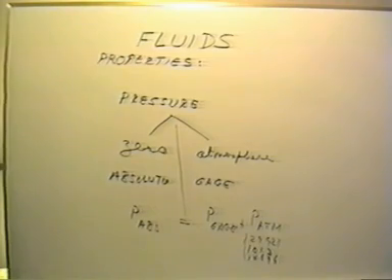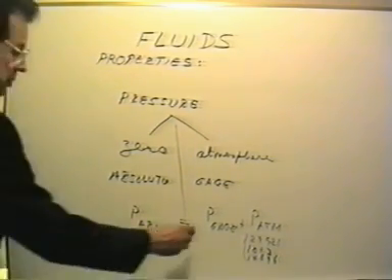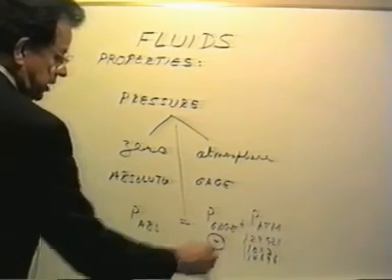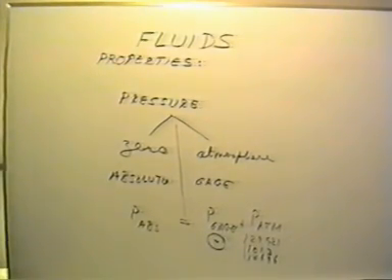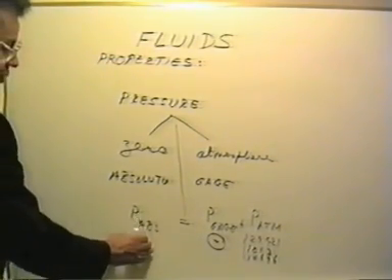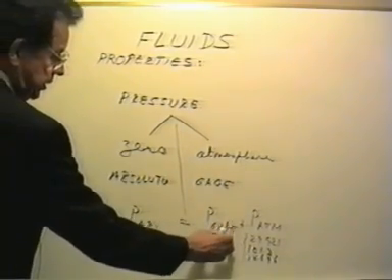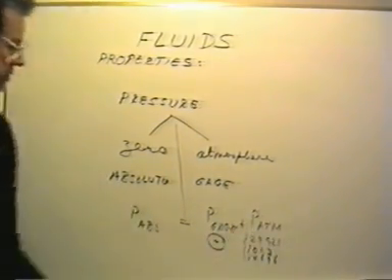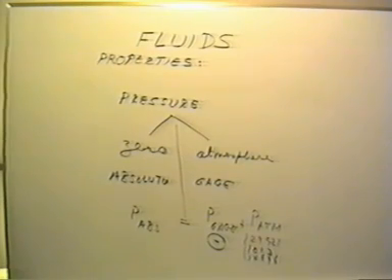Now, there are times when the gauge pressure could be negative. And when it's negative, that means we're dealing with a vacuum. Then the absolute pressure will be obtained by subtracting the gauge pressure from the atmospheric pressure. So we end up with a much smaller number for P absolute compared to P atmosphere.